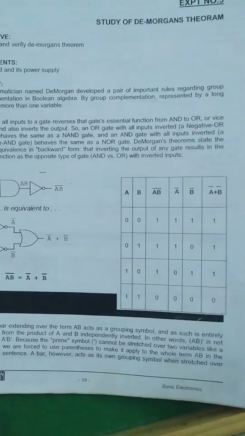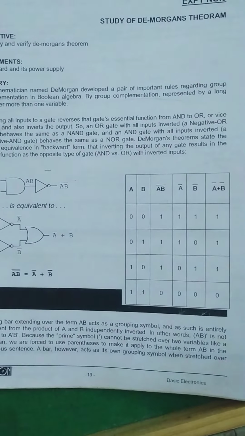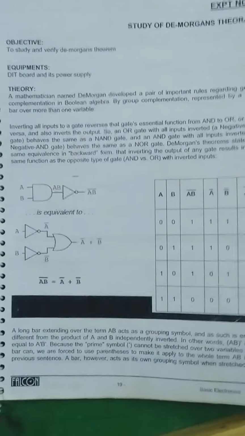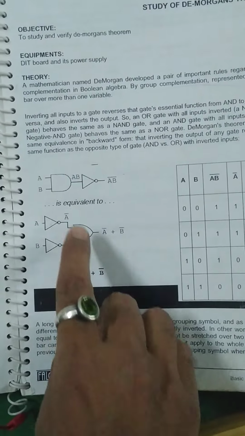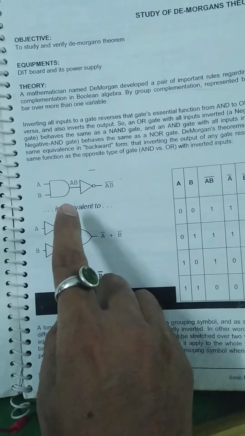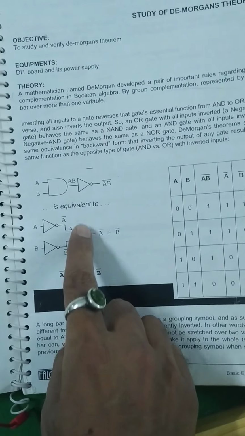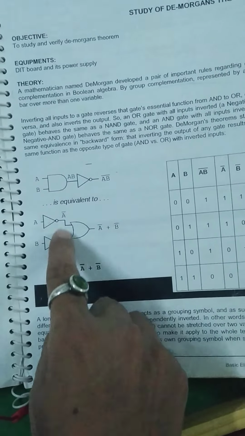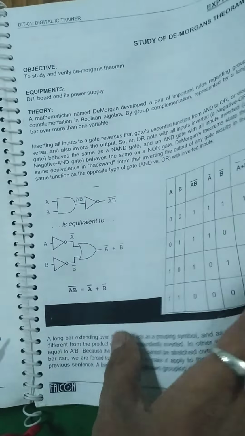Now, third experiment to study De Morgan's theorem. Okay, so in De Morgan's theorem there are two De Morgan's laws. De Morgan's first law is: NANDing, or you can say when the output of a NAND gate is NOTed, it is equivalent to the NOTed input OR gate. Okay, and De Morgan's second law is the dual of this, that is, when the output of a NOR gate is NOTed, it is equivalent to the NOTed input AND gate. Okay, now we will verify De Morgan's theorem.